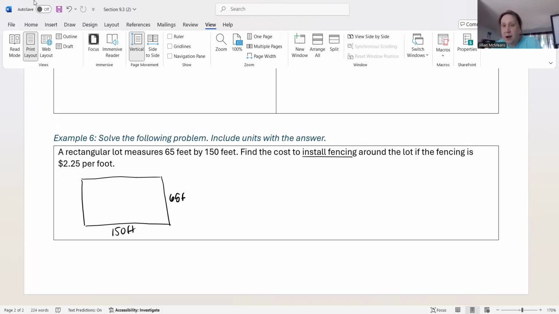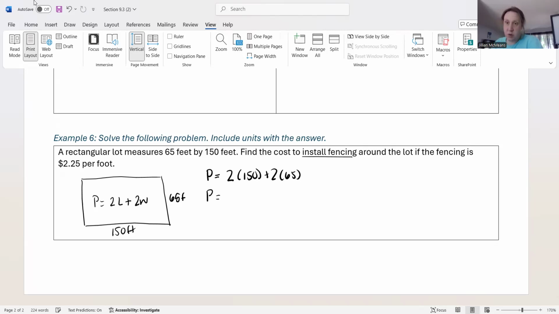So if we want to find the perimeter here, we could easily just do P equals 2 times the length plus 2 times the width. Remember, that's the formula for the perimeter of a rectangle. If we want to find the value for the fencing, we're going to have to find the perimeter first. So we're going to take 2 times the length, which is 150, plus 2 times the width, which is 65.